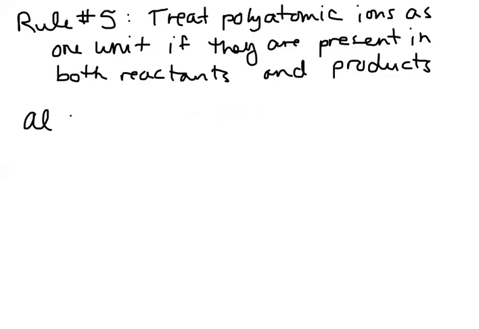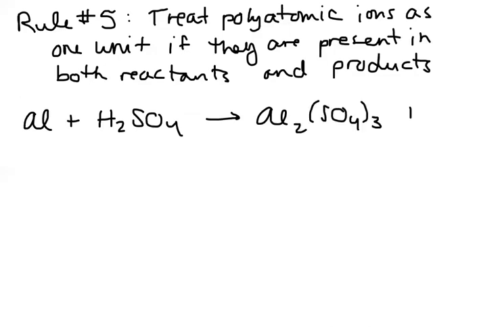Al plus H2SO4 goes to Al2(SO4)3 plus H2. In this case, SO4 is a polyatomic ion. It's on both sides. You can treat that as a single unit. You don't have to count up your sulfurs and your oxygens. You can just say SO4. Okay, so let's count up our aluminums, our hydrogens, and our SO4s.